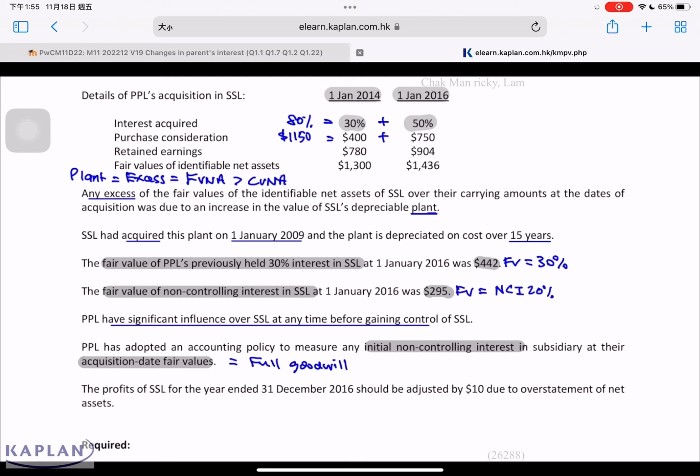The question mentioned that the profit of SSL for this year should be adjusted by $10 due to overstatement of net assets. We have to reduce the assets of SSL because assets are overstated this year, $10. This will be debited to P&L, $10. With this instruction given to us, we'll just follow the instruction.